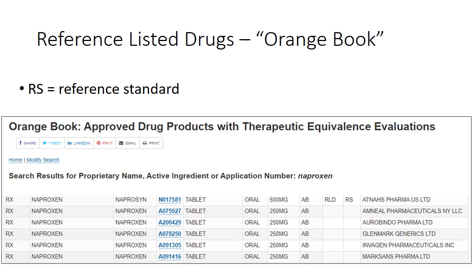So the way it would look in their database online would be you'd have RS for the reference standard. That means all the other formulations are being compared to this one. So all these other manufacturers had to prove that their product was bioequivalent to this one from, I don't know how to pronounce that, I don't know if that's an abbreviation, ATNAHS Pharma US Limited. Interestingly, that doesn't look like a really big pharma company that you've heard of probably.